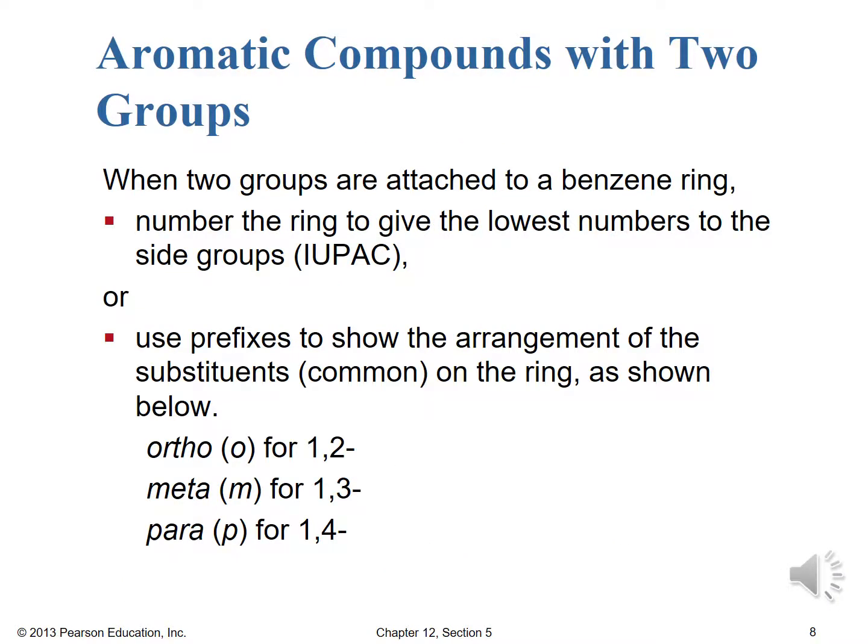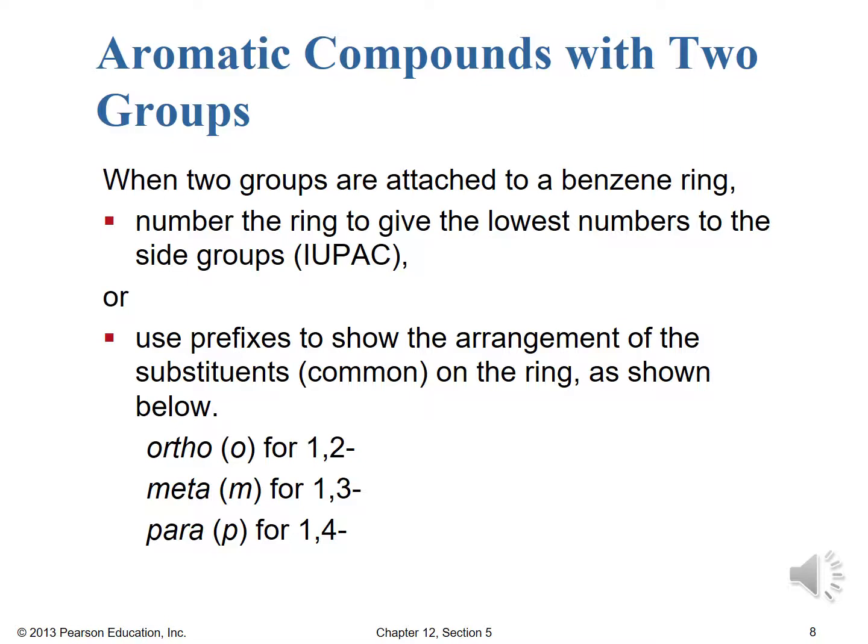All right, so once we get more than one substituent attached to that benzene ring, then we have to start to think about how we're going to specify those substituents on the ring. So the rule is we number the ring to give the lowest numbers to the side groups, that's the IUPAC nomenclature, or we can use prefixes to show the arrangement of the substituents on the ring. So the common name, for instance, for substituents that are right next to each other would be ortho, or according to the IUPAC nomenclature, we do 1,2.